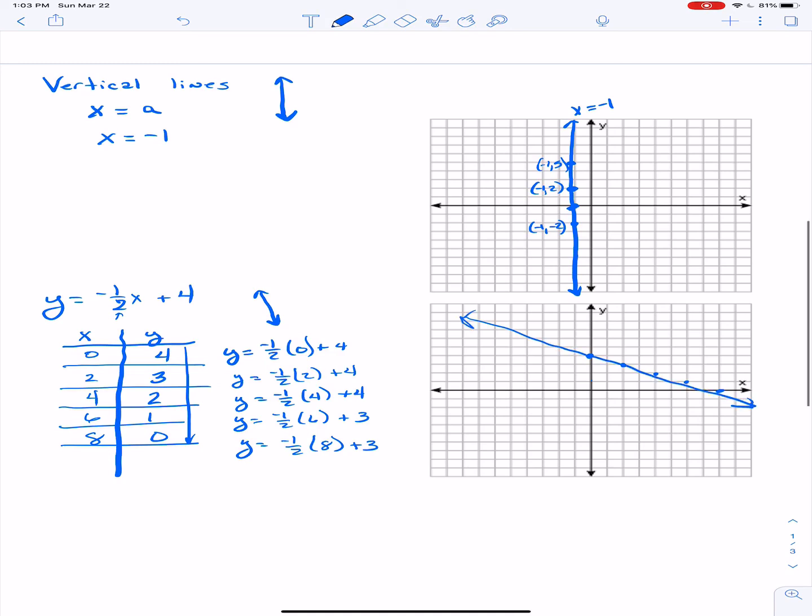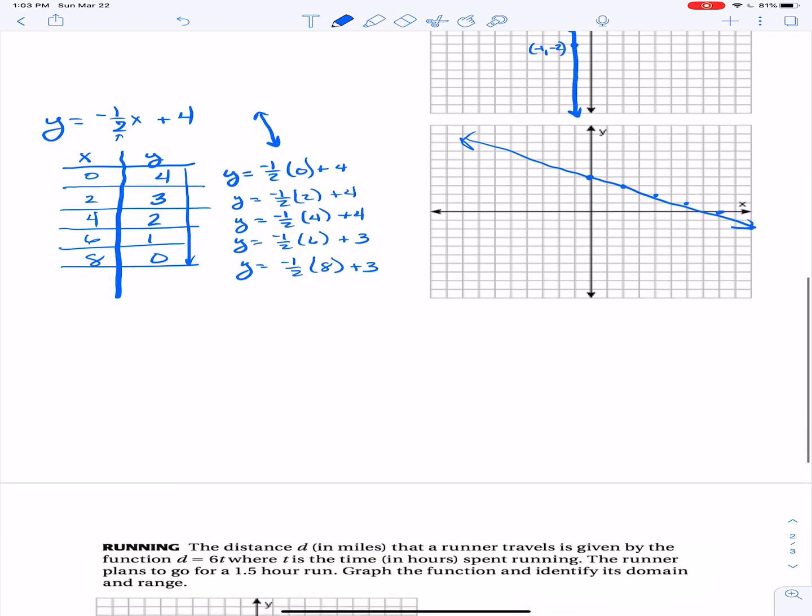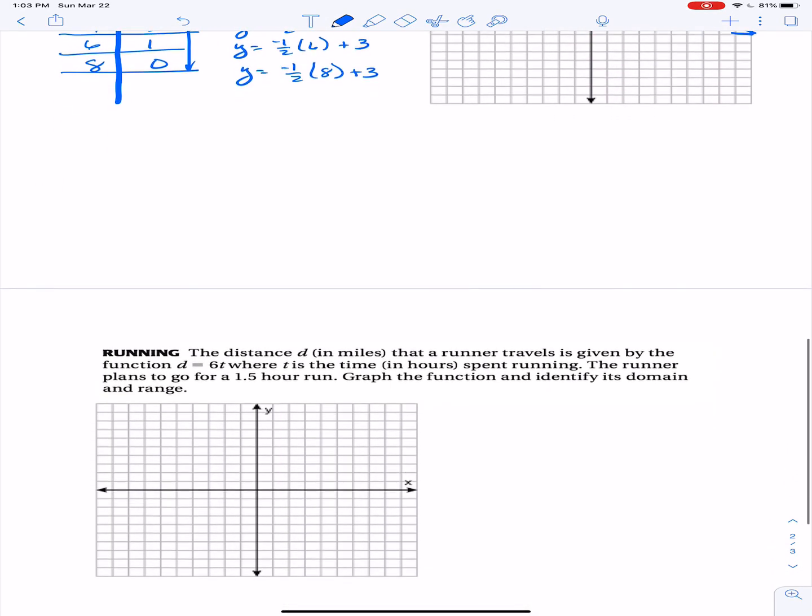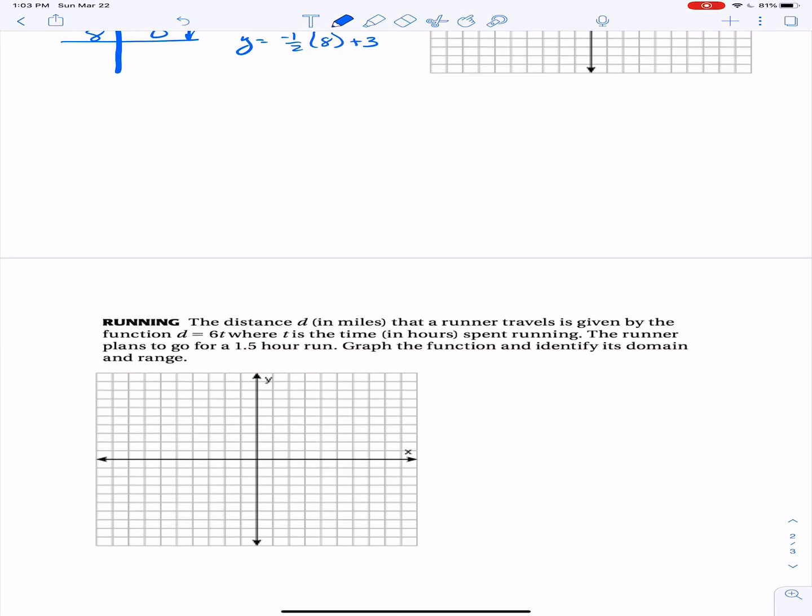Okay? Everybody good? Now, let's look at a problem that's dealing with linear equations. So, I chose this problem because it's going to be fairly easy for us to do. We're running. The distance d in miles that a runner travels is given by the function or the equation d equals 6t. Distance equals 6 times his time, where t is the time in hours spent running. The runner plans to go for a run for 1.5 hours. Graph the function and identify its domain and range.